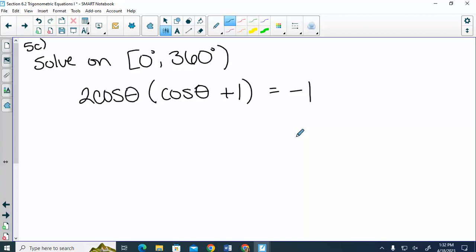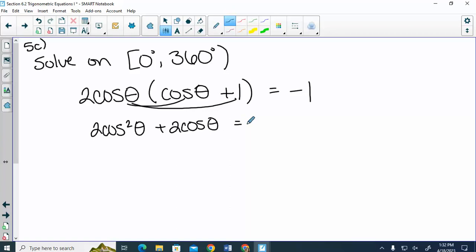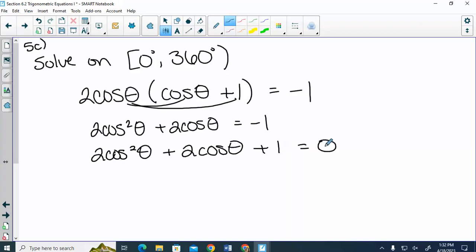We have to multiply it out because it's not equal to 0. So even though it looks like it's factored, that doesn't help us. We have to multiply out. And then what should we do? Set it equal to 0, so bring the 1 over. Then what? Flip and slide.